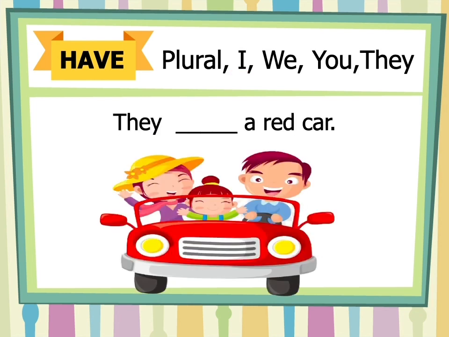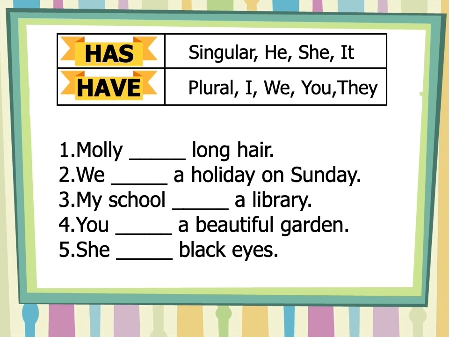They dash a red car. In this sentence we can see they. Let us see the rule box. They is there in the rule box. So we will write here, have. They have a red car. Now let us do some more exercises. I have mentioned both the rules at the top. So refer to the rules and solve the exercises.